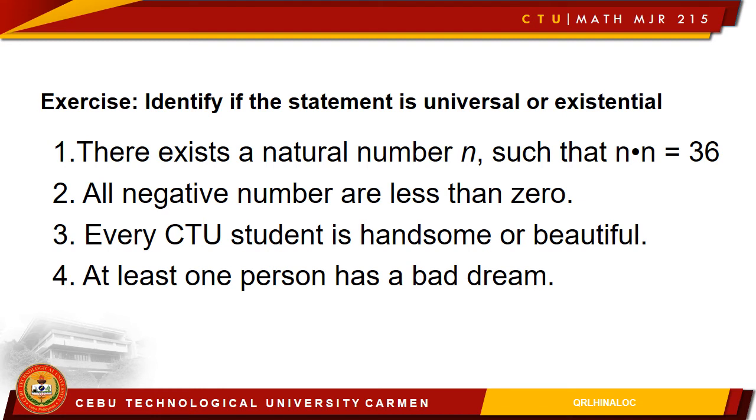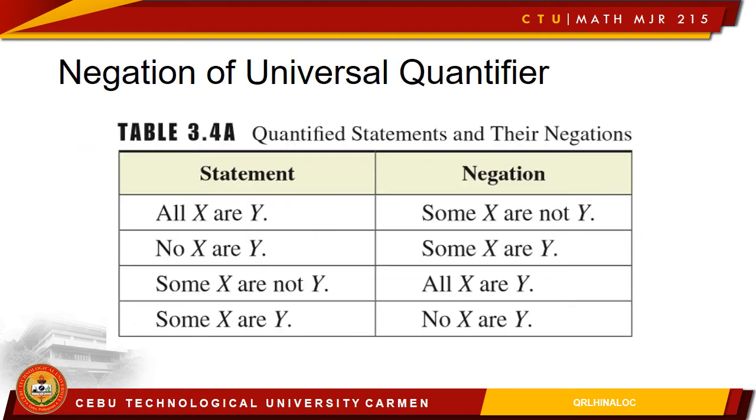And number 4, at least one person has a bad dream. So this is the negation of the universal quantifier. So in table 3.4a, the existential statements are summarized here together with their negations.